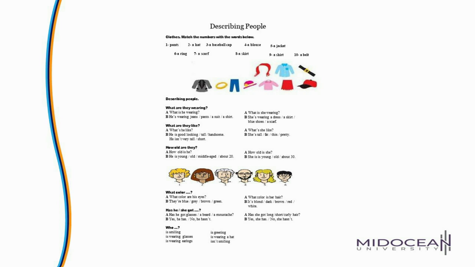When describing people, we ask these questions. Number one, what are they wearing? Example, what is he wearing? He's wearing jeans, or he's wearing a suit, or he's wearing a shirt. Number two, what are they like? Example, A, what is he like? B, he's good looking, or he's tall. He's handsome. He isn't very tall, or he is short.